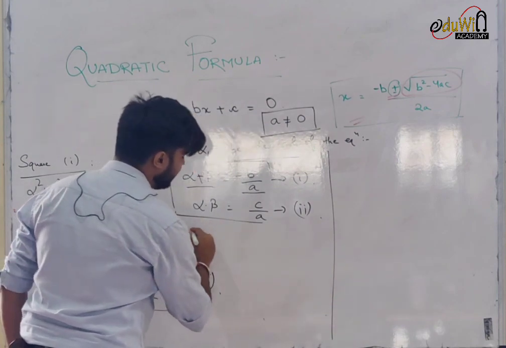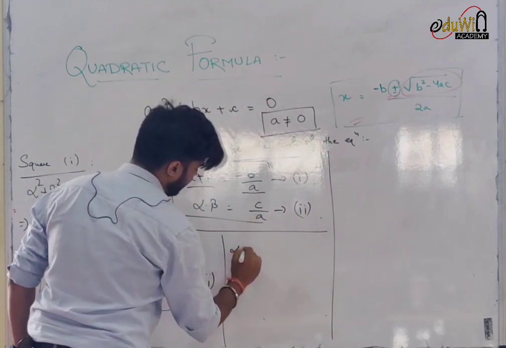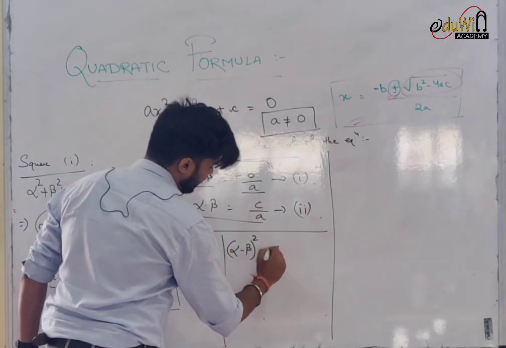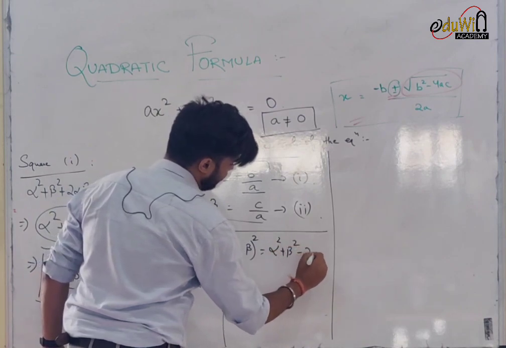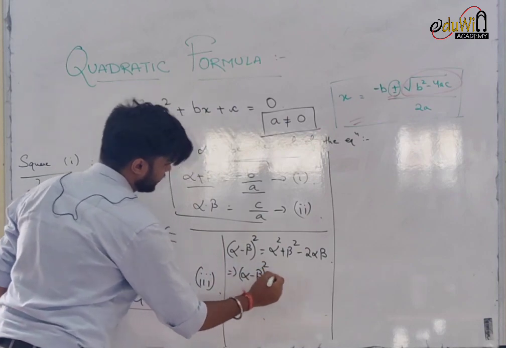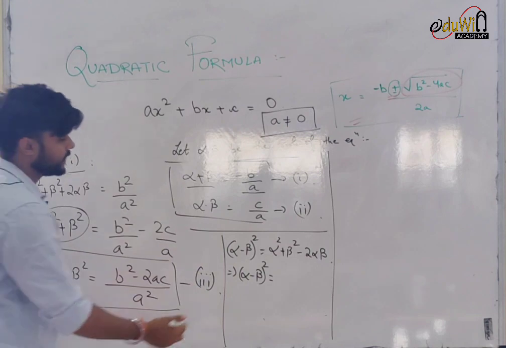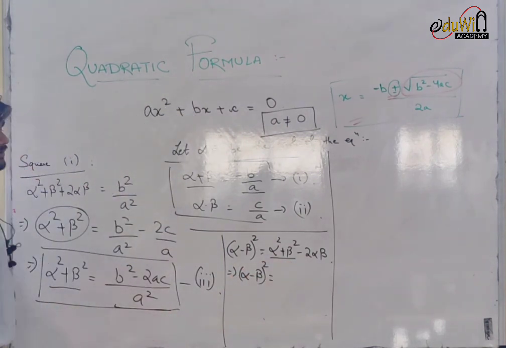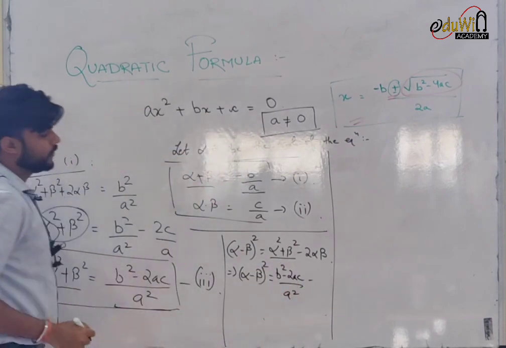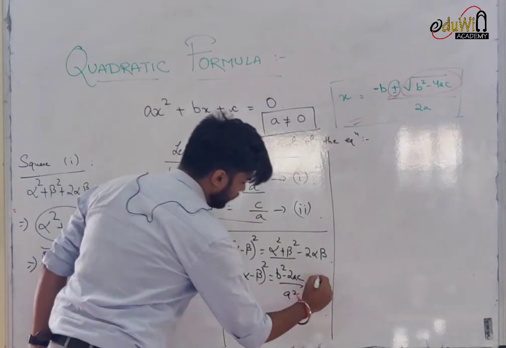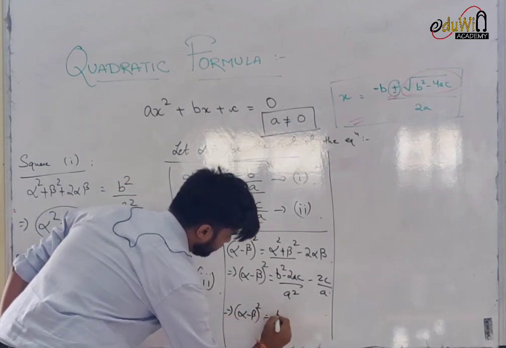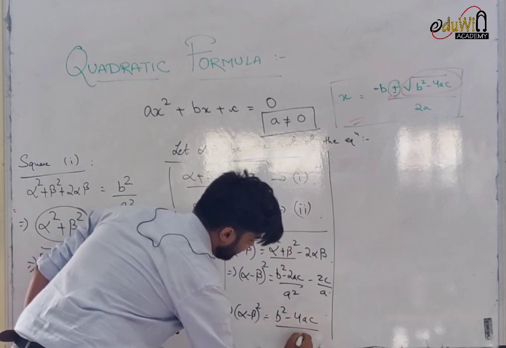Now we will be finding the value of alpha minus beta square. So we know alpha minus beta square is alpha square plus beta square minus 2 alpha beta, right? We have just found the value of alpha square plus beta square, which was b square minus 2ac by a square. Just put it over here, and also minus 2 alpha beta equals minus 2c by a. Similarly, we get alpha minus beta whole square equals b square minus 4ac by a square on solving this one.